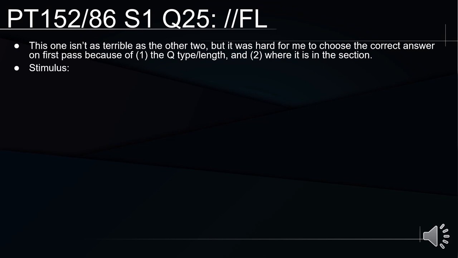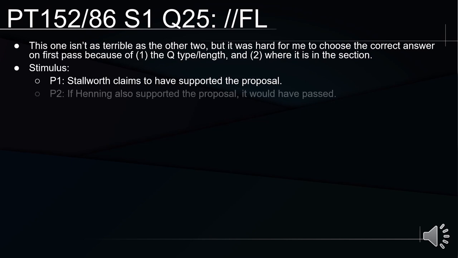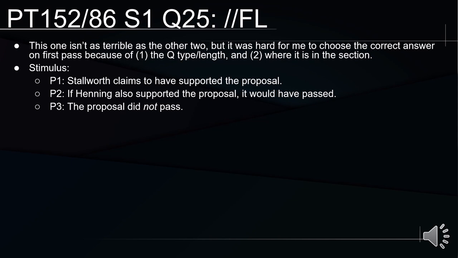Which one of the following arguments is most similar in its flawed reasoning to the argument above? It starts off by telling us that Stallworth claims that she supported the proposal to build the new community center. So Stallworth claims to have supported this proposal. If Henning also supported the proposal, it would have received government approval. I'll just shorten that to if Henning also supported the proposal, it would have passed. Which leads us to this next premise, which is that the proposal, in fact, did not pass. And that leads us to a conclusion finally that since the proposal did not gain government approval, Henning must have failed to back it despite his claims to the contrary.